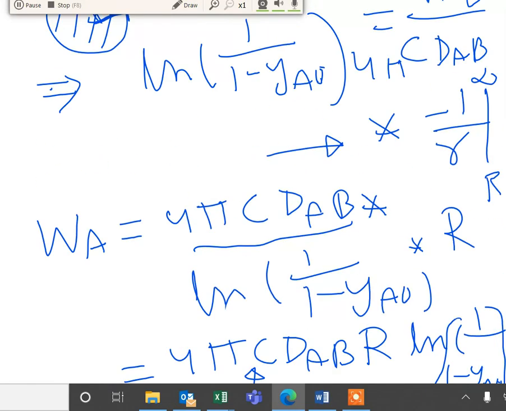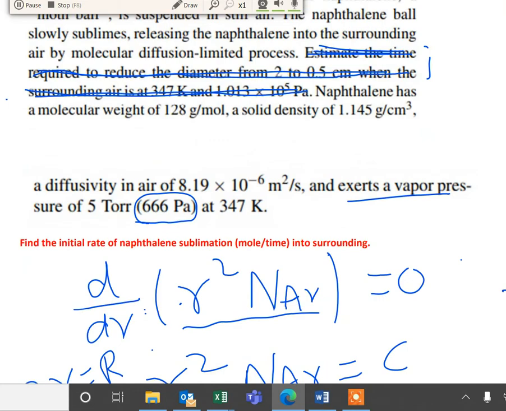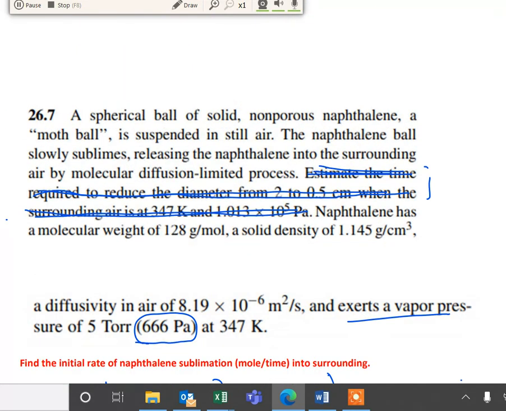So this is one example of diffusion, spherical case, unimolecular. So hope it is clear, and please practice, and if you have any questions, get back to me.